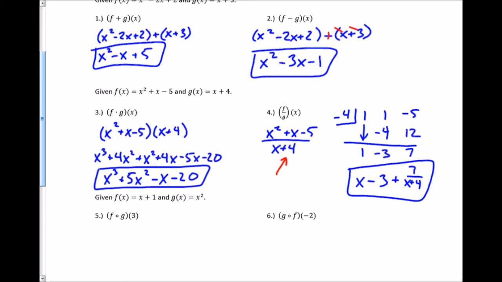So it's nothing new that we're doing here. The only thing that's different is the notation. You have to be able to read this function notation.